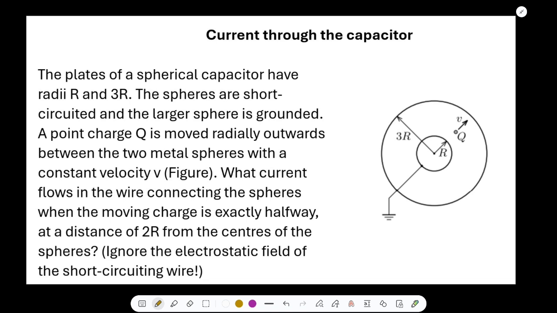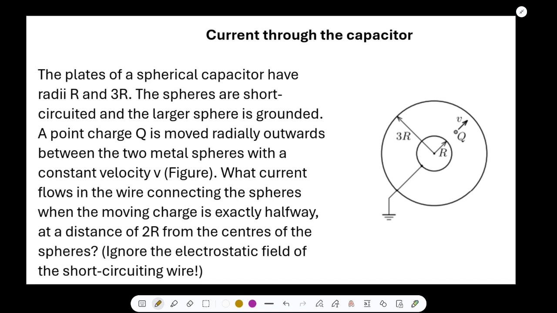What current flows in the wire connecting the spheres when the moving charge is exactly halfway, at a distance 2r from the centers of the spheres? Ignore the electrostatic field of the short circuiting wire.